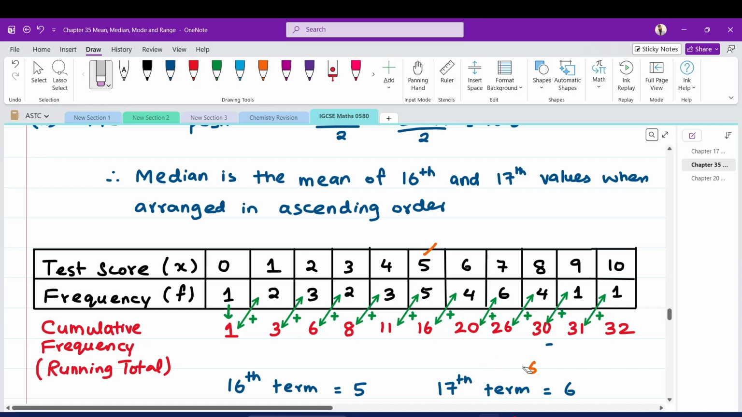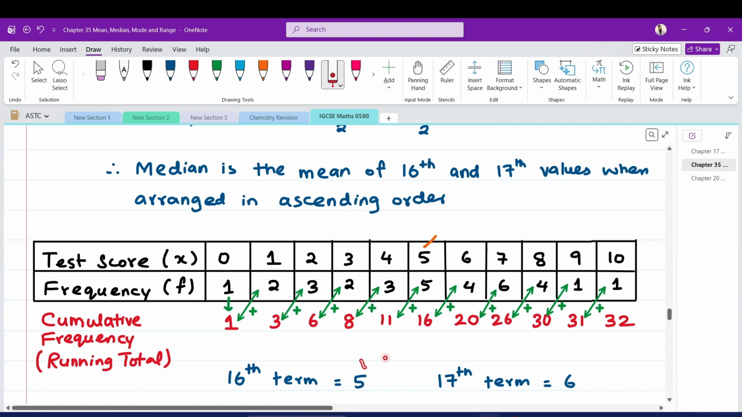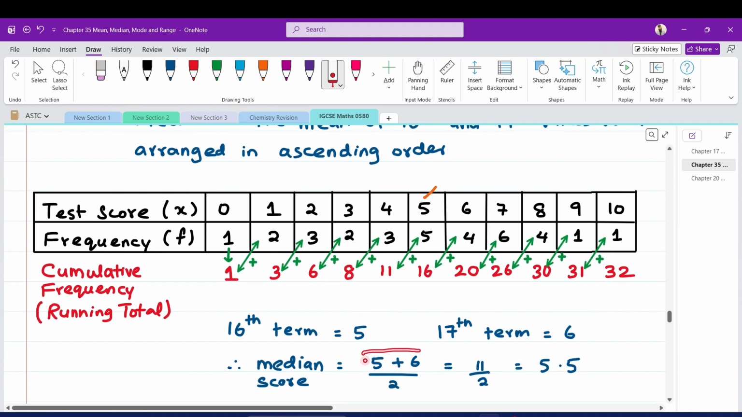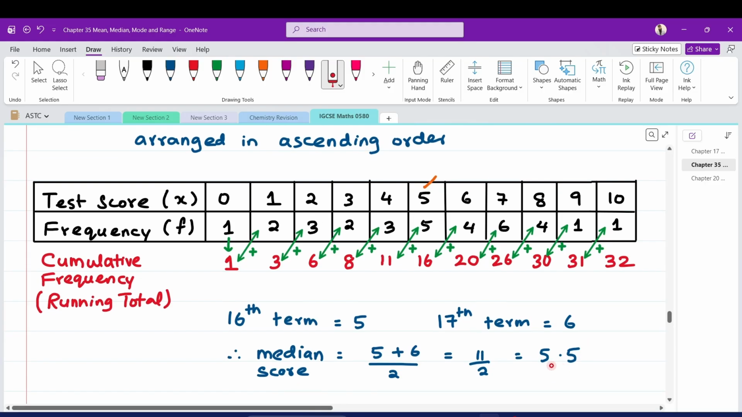Now we know that our 16th and 17th terms are 5 and 6. So now we're going to work out the mean of these two values. That would be 5 plus 6 divided by 2, which is 11 upon 2. That gives us 5.5. So this is your median score.